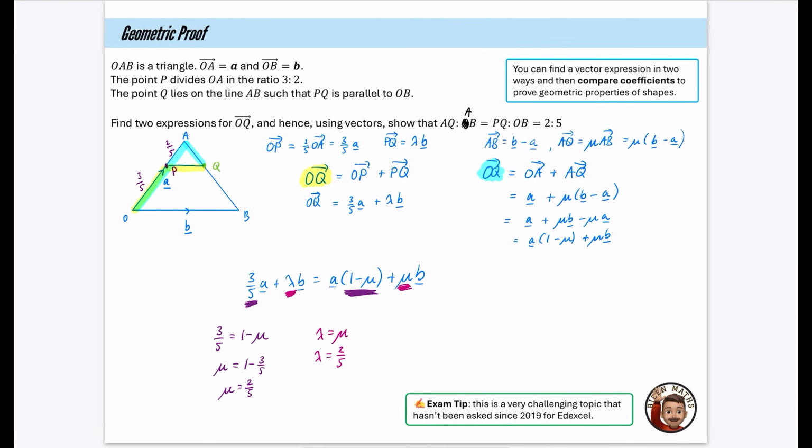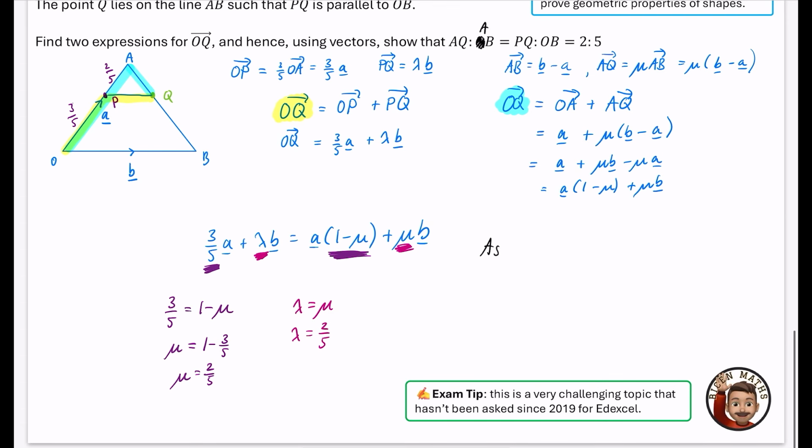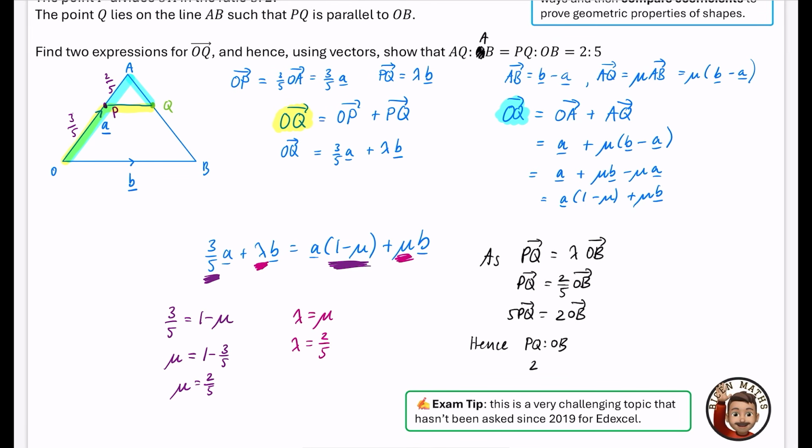Now if we go back to these definitions that we've got here, we've said that PQ is lambda lots of OB. So I'm going to write this down. As PQ is lambda lots of OB, we can see that PQ is equal to 2/5 of OB. And if we multiply this by 5, we get 5PQ is equal to 2OB. And if you remember from GCSE, we can therefore say, hence, PQ to OB, the numbers switch around, is 2 to 5. Don't know if you remember that from GCSE, but when you have them equal, it looks like it would be 5 to 2, but it's actually 2 to 5.